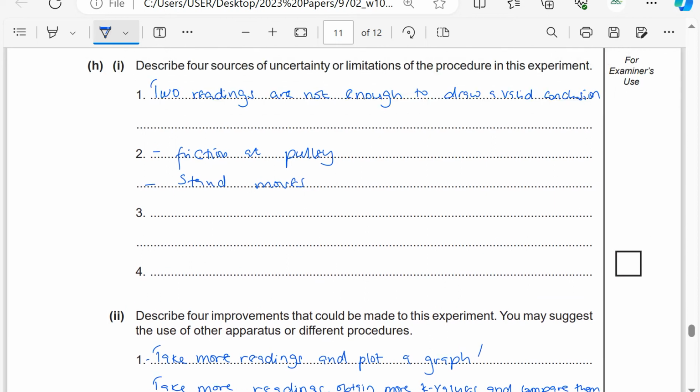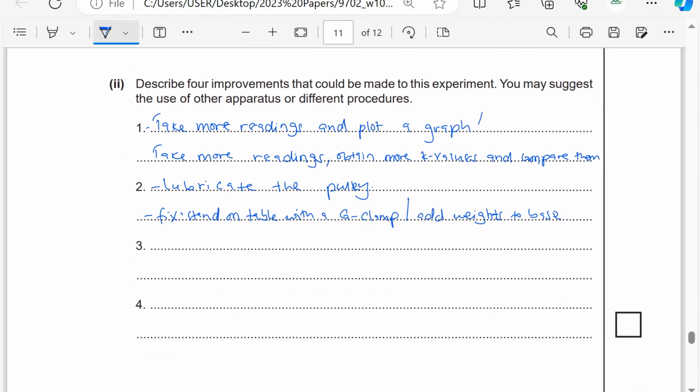Then the other one I expected from this was that the mass values were not very accurate, because they were just combined. The mass values could not be accurate because we did not measure them even though they were labeled. So here you just use a balance to measure the actual mass.